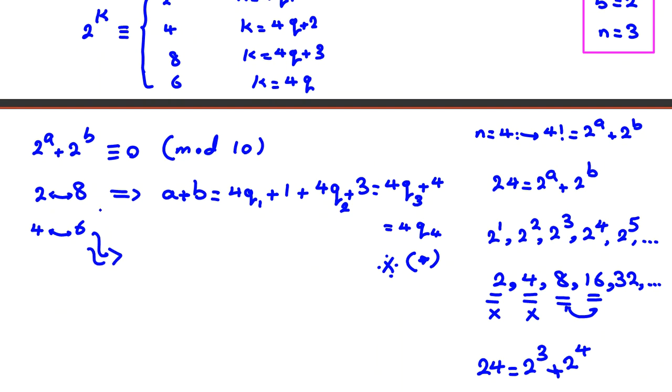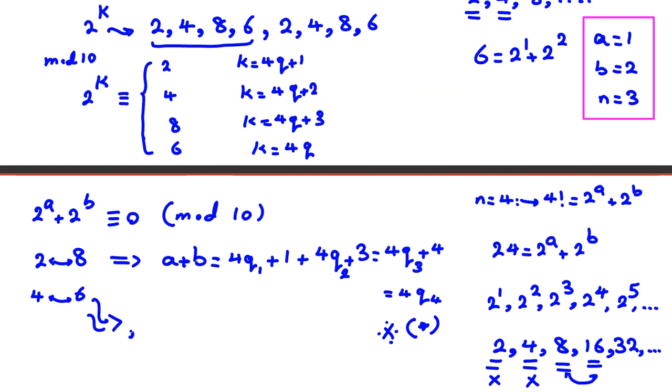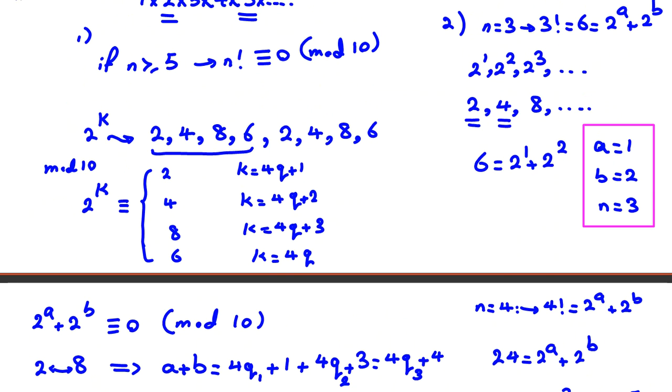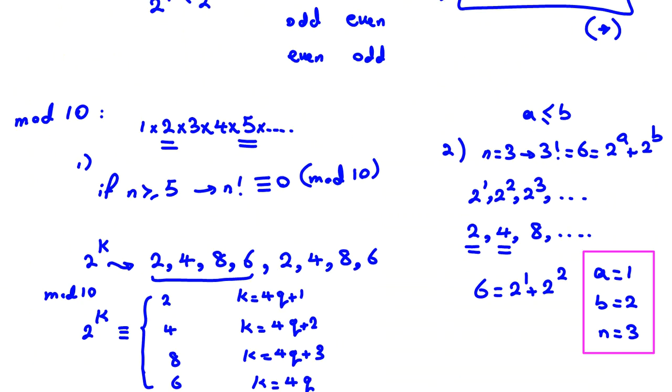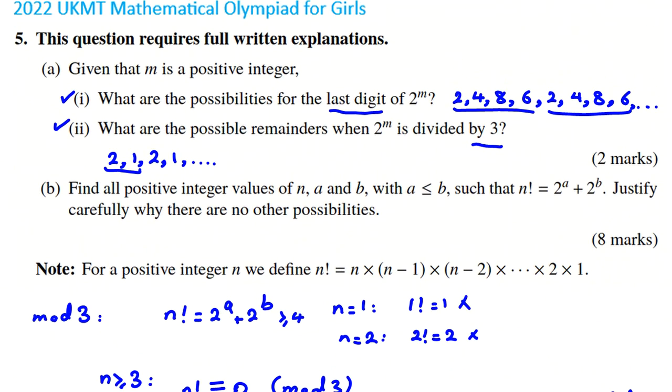Here a plus b will be what? A plus b is 4q plus 2, or for example 4q5 plus 2. We don't want to use similar variables. Plus 4 and 6, 4q6. So the sum of them is 4q7 plus 2. Again, because of star, we said a plus b is odd, so in this case also we've reached a contradiction. So for this case 1, we don't have any answer. So our only answers are n equals 4 and 3, and these two cases. Okay, so we solved this problem completely.